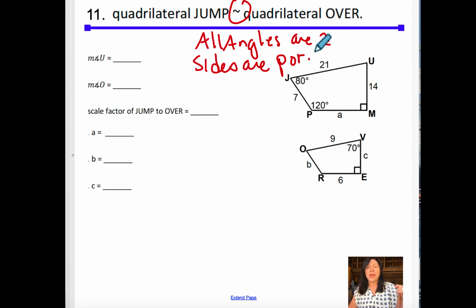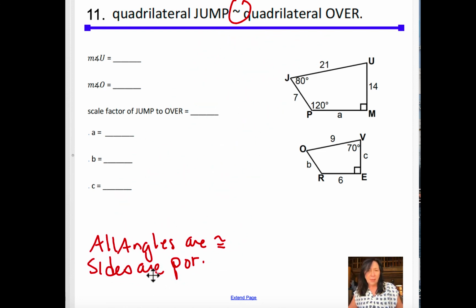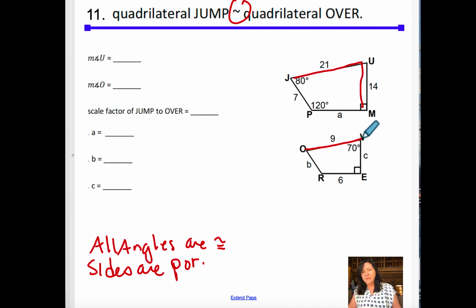So no matter what, if you know that the two shapes are similar, the angles have to match up and all the sides have to be proportional. That is a rule, that is given, that is going to happen. So in doing that, that means that this angle here is V, because they're all lined up, O-V-E-R. Notice how they went J up, U down, M. O up, V down, E. So they're completely lined up, and that's what you need to make sure.